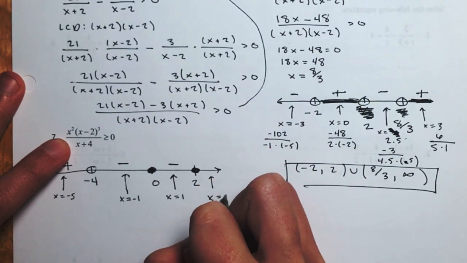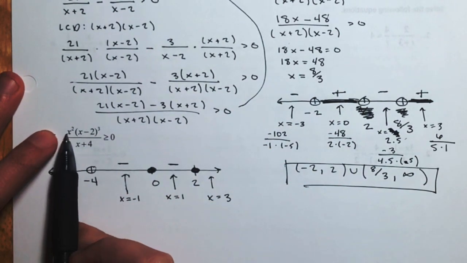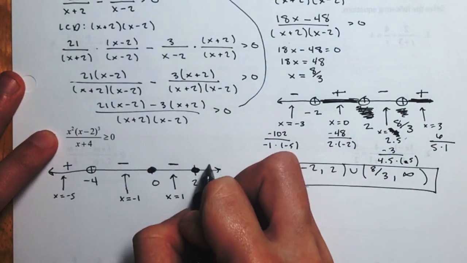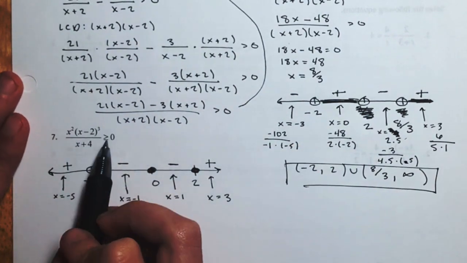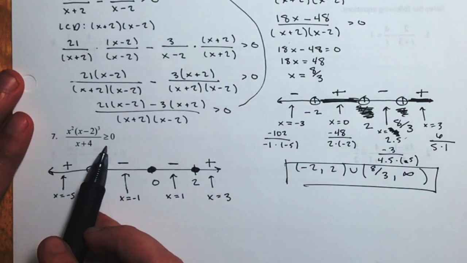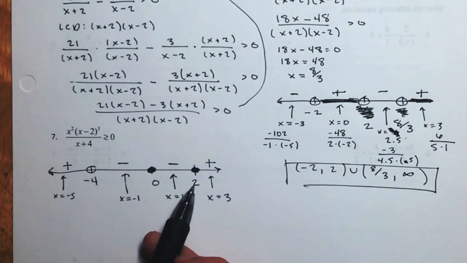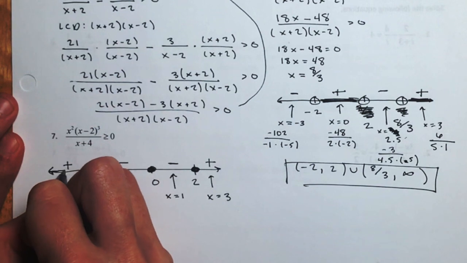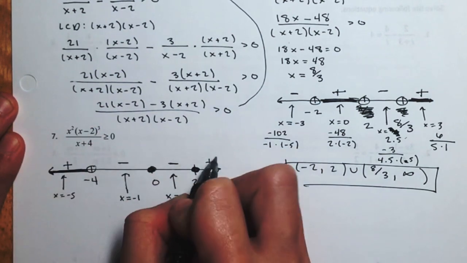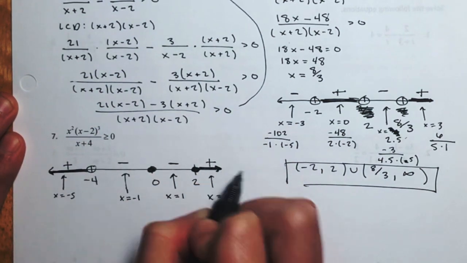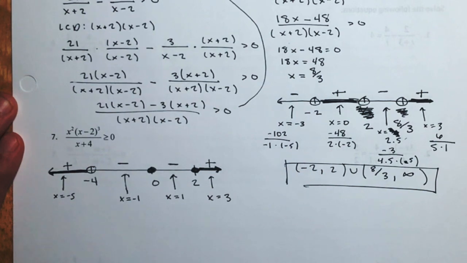And then x equals 3. I get positive, positive, positive. So this is positive. Now, which ones do I shade? The positives, right? Because that's where we're greater than or equal to 0. So now, what is my interval notation here?